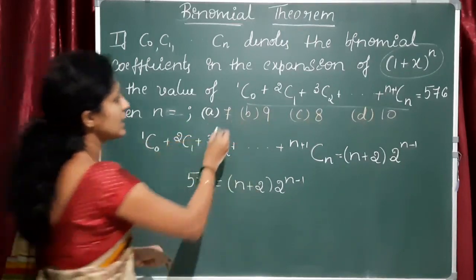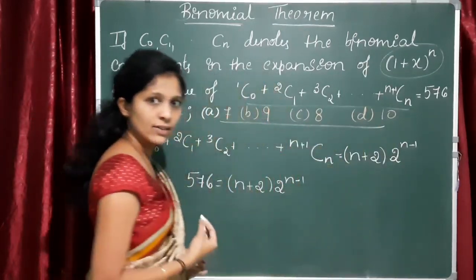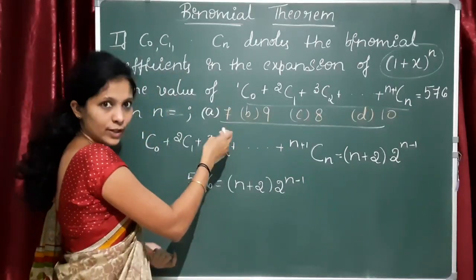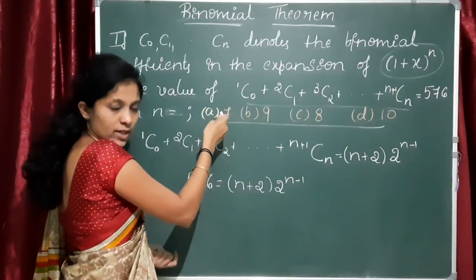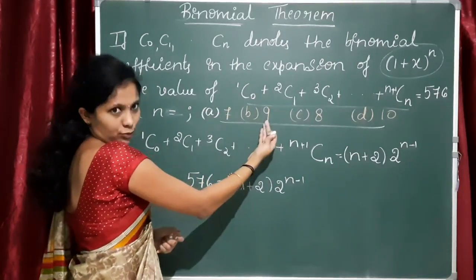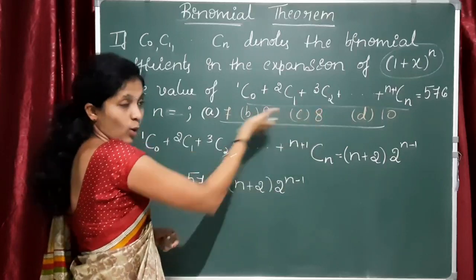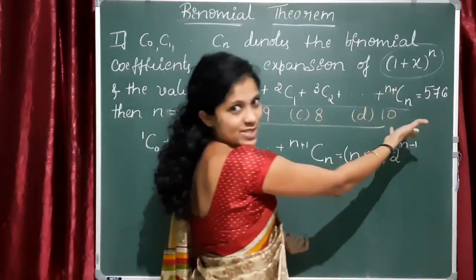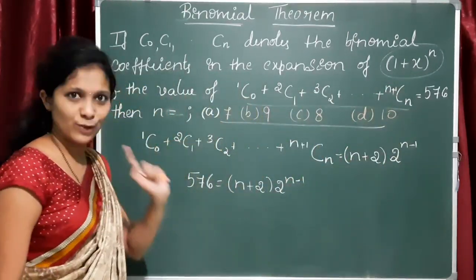So instead of that, anyway, the values of n are given. We'll go one by one. First, if you get the answer at option A, then it is good. Or if this is not the answer, then you have to substitute 9. Then you have to substitute 8. Or if all three are not the answer, then you have to check with 10. Luckily, we'll check with this first one.